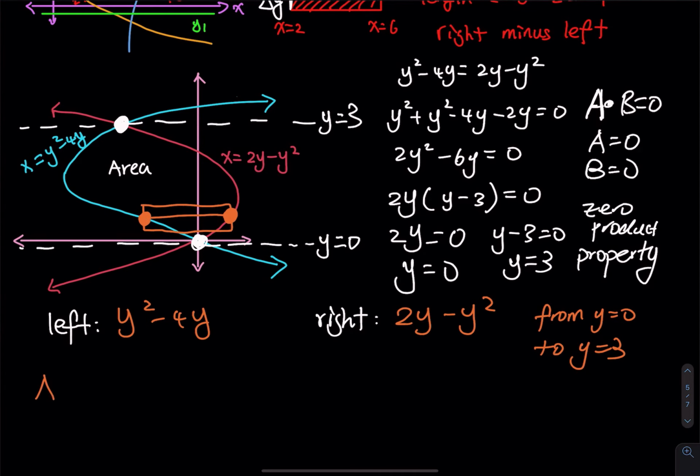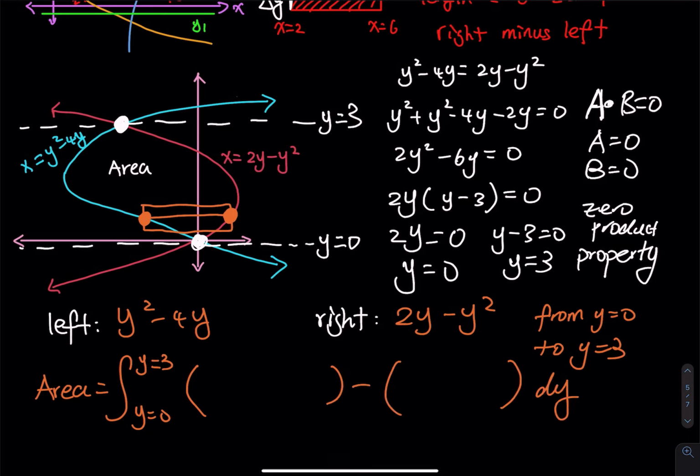So the area is equal to y equals 0 to y equals 3. If you're doing homework online, they don't need you to write the y equals. Just write 0 to 3. And then you use the right curve minus the left curve, and then you do a dy integral. So the right curve will be 2y minus y squared, and then the left curve is y squared minus 4y.